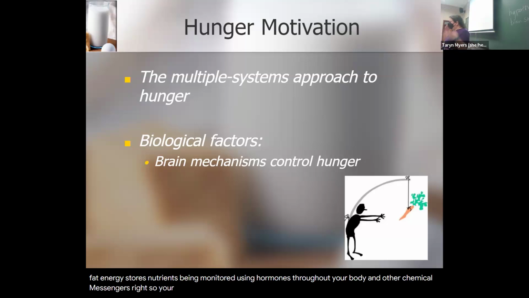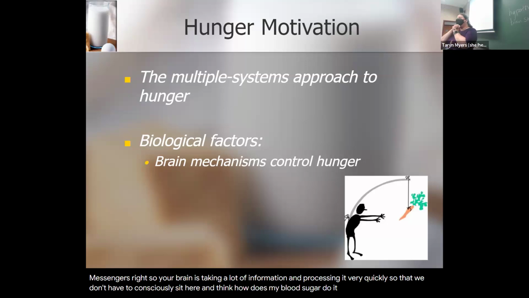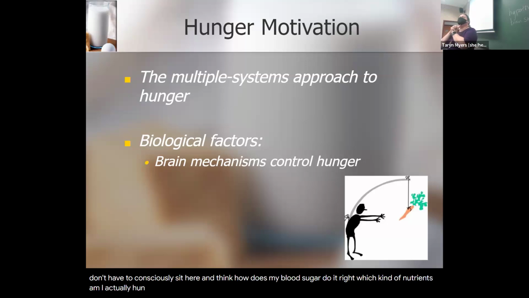So your brain is taking a lot of information and processing it very quickly so that we don't have to consciously sit here and think, how's my blood sugar doing? Which kind of nutrients am I actually hungry for? And how does that factor in with my cultural expectations? Our brain does this outside of our conscious awareness.